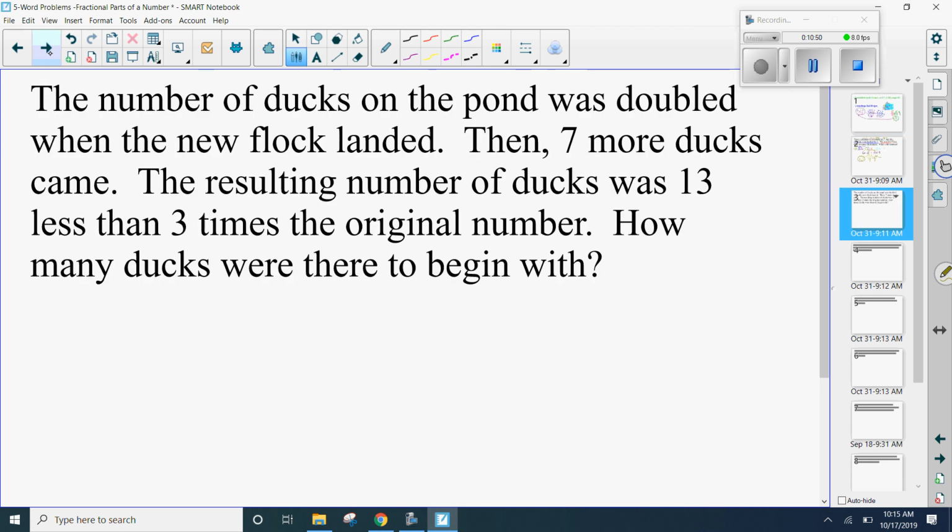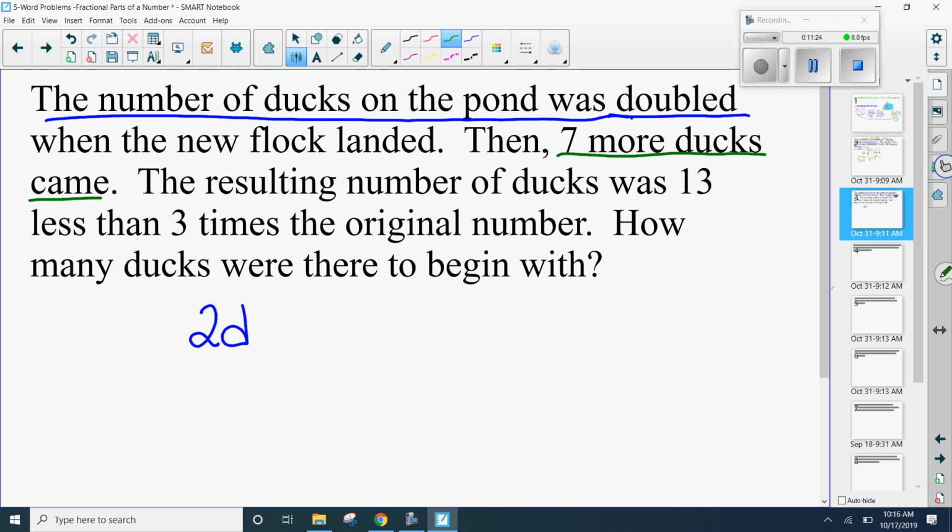So let's look at another one. Where do we start? Well, let's read through. The number of the ducks on the pond was doubled. How do I double that? Times 2. So the number of ducks was doubled. Then what? 7 more ducks came. Plus 7. 7 more ducks land.